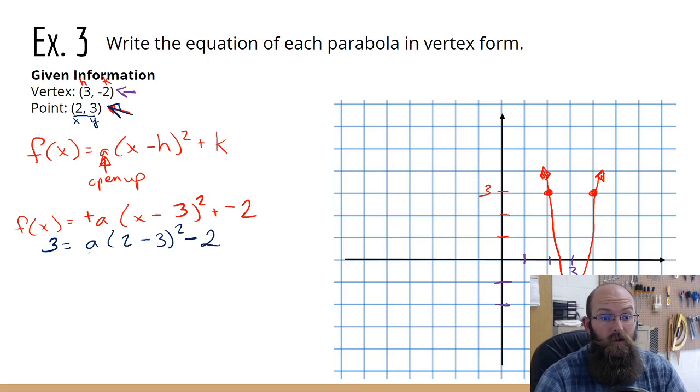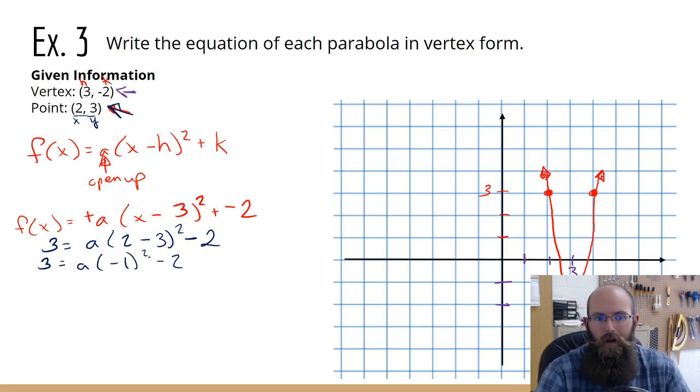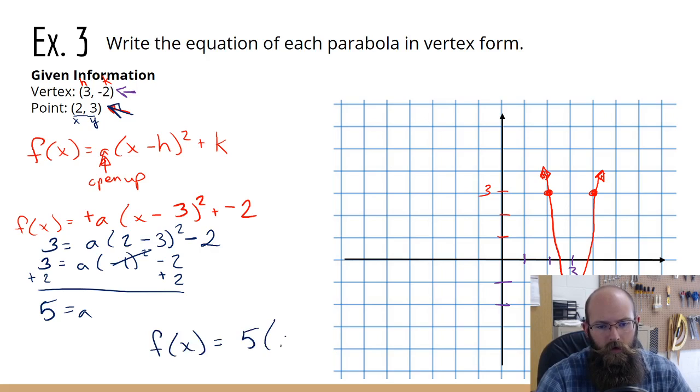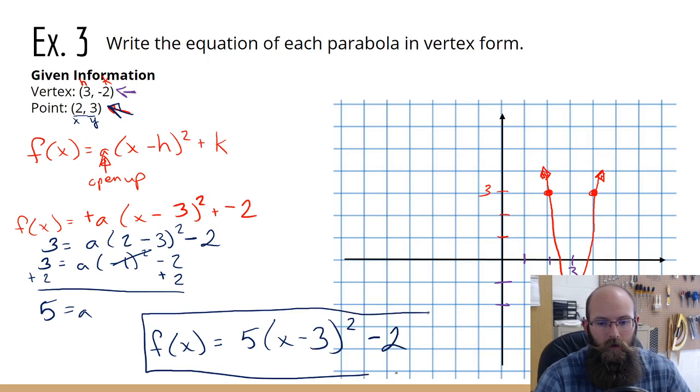Now I need to simplify this and solve for a. So 3 is as far as I can go there. But it's now -1 squared minus 2. -1 squared is just +1. So if that's +1, I don't have to really worry about it. Plus 2. Plus 2. 5 equals a. Awesome. Almost done. Now I just need to set this all up. So f of x equals 5 times x minus, I know what this is, this is my h value, this is 3, squared minus 2. That is the equation of this particular parabola.